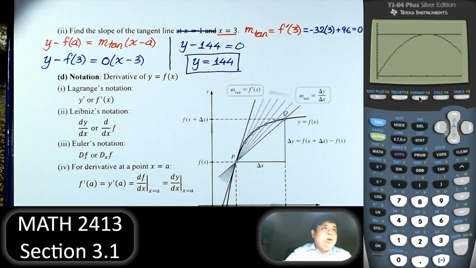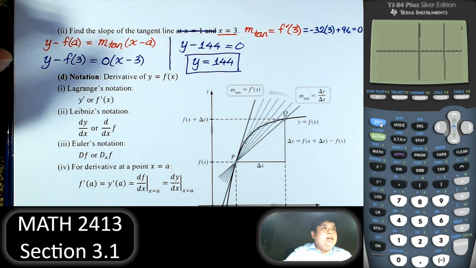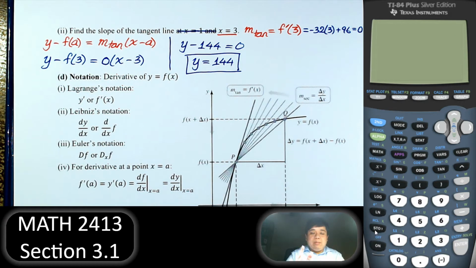By the way, when we're done, just hit zoom number 6. That's what I usually do, so it's ready for the next problem. For the standard Windows, zoom number 6.